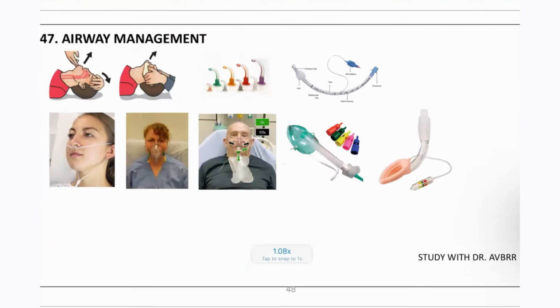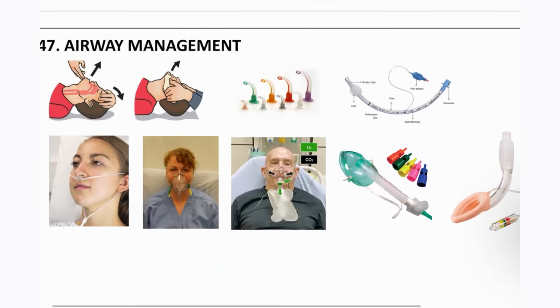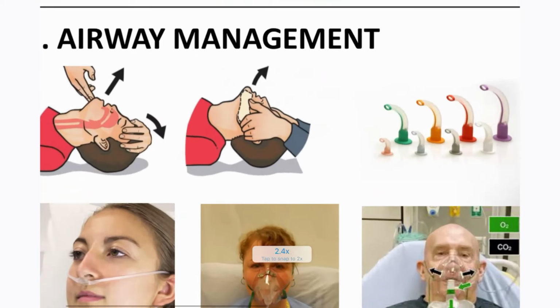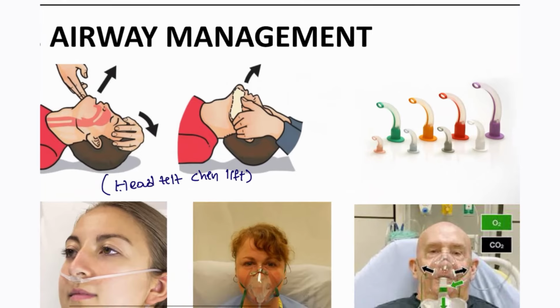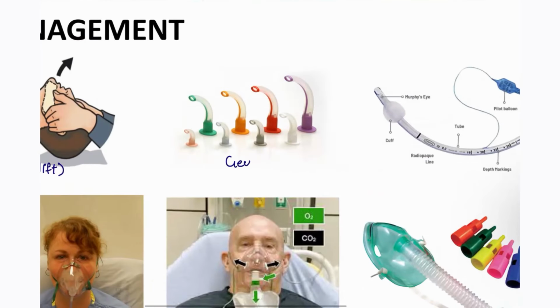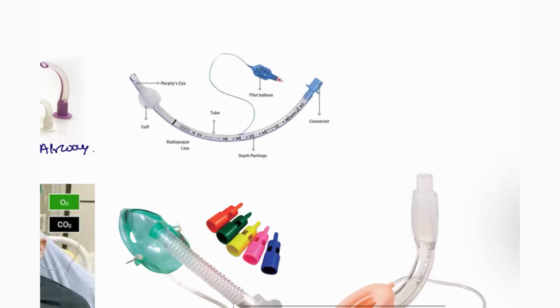Okay, next coming to airway management. What is this maneuver that is being performed here, guys? That maneuver is known as head tilt. This is head tilt and chin lift. Okay, head tilt and chin lift is done for airway obstruction. And this airway is known as a Guedel's airway, placed in the mouth of patients who have suffered trauma.